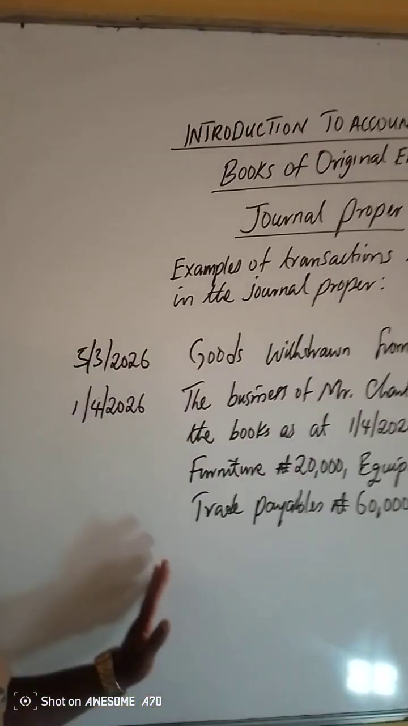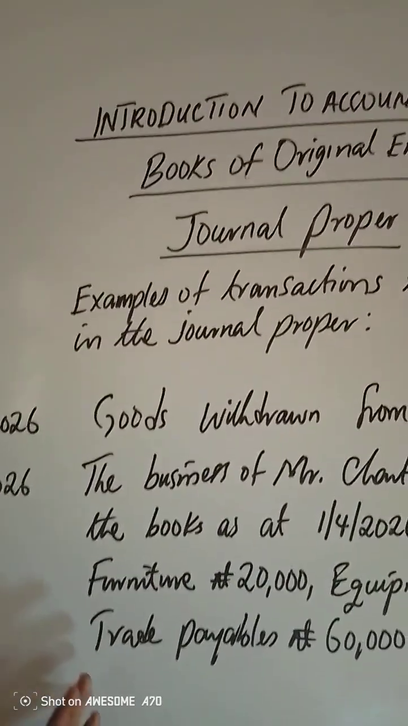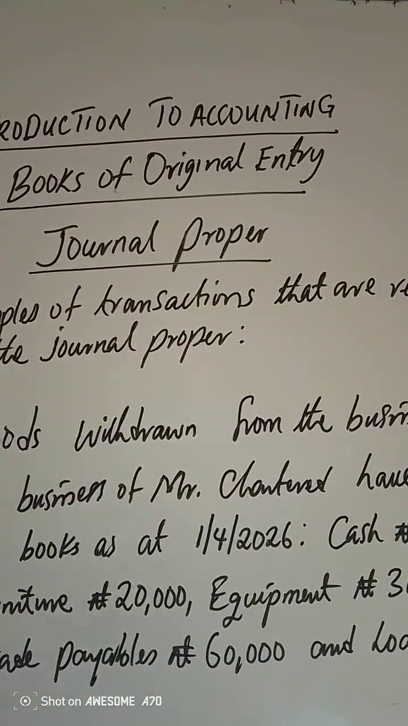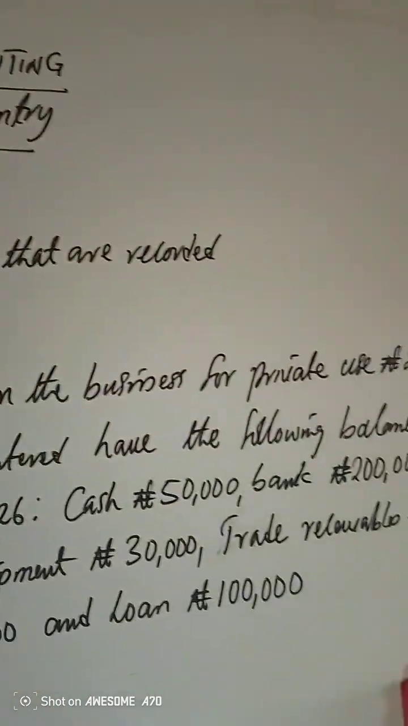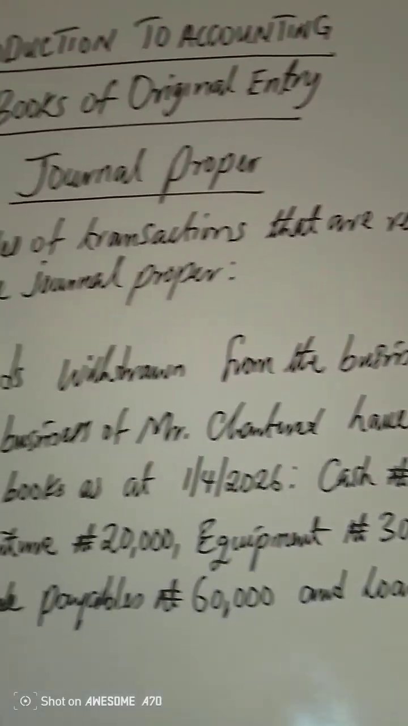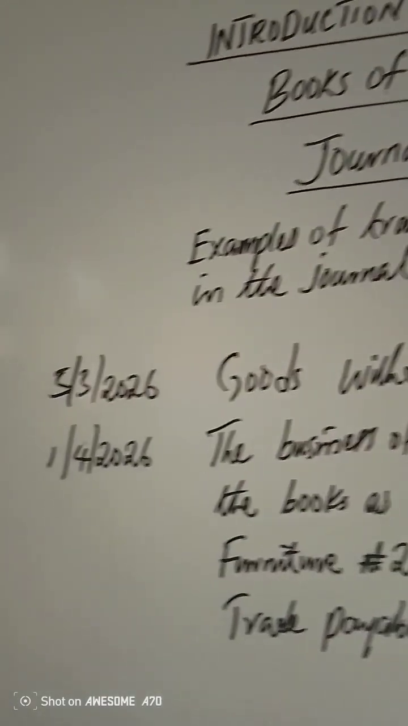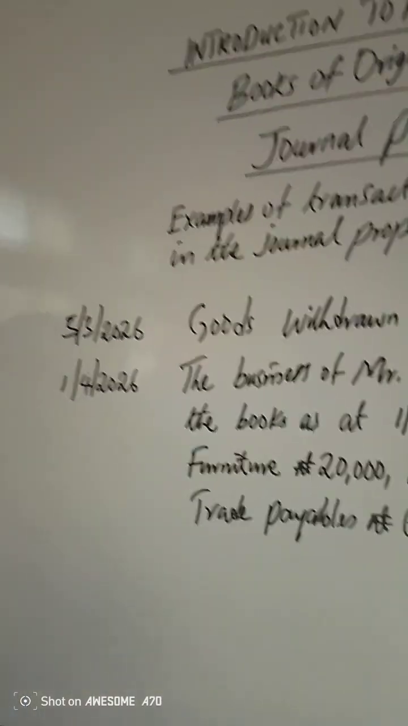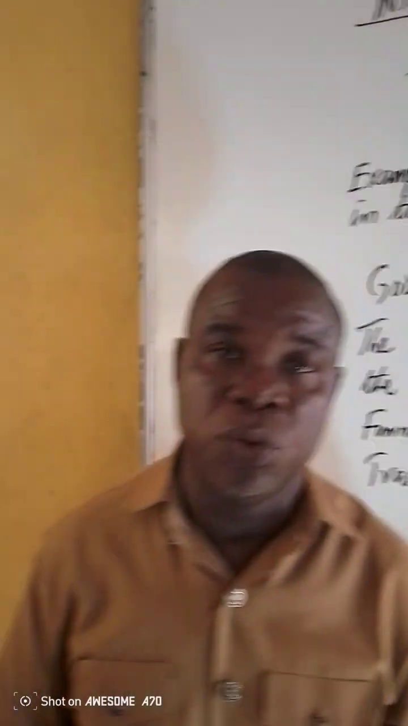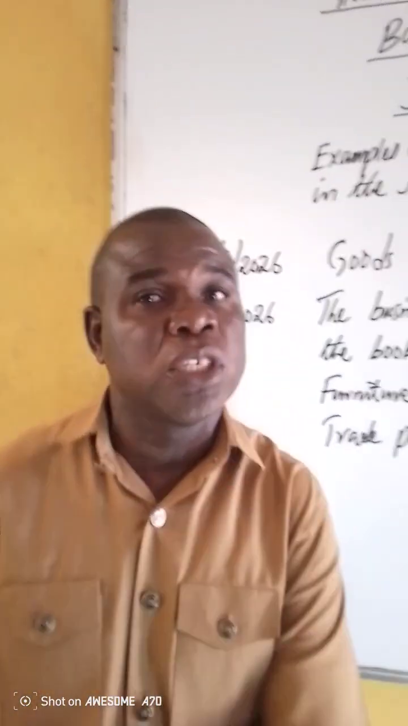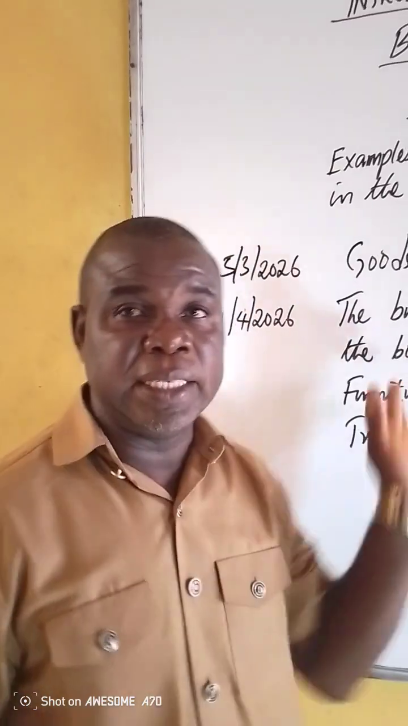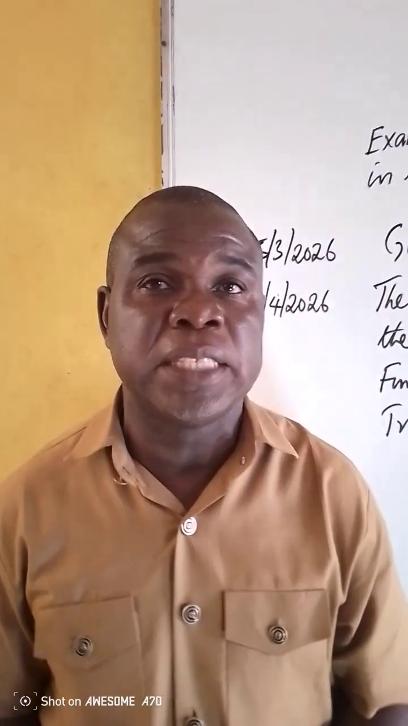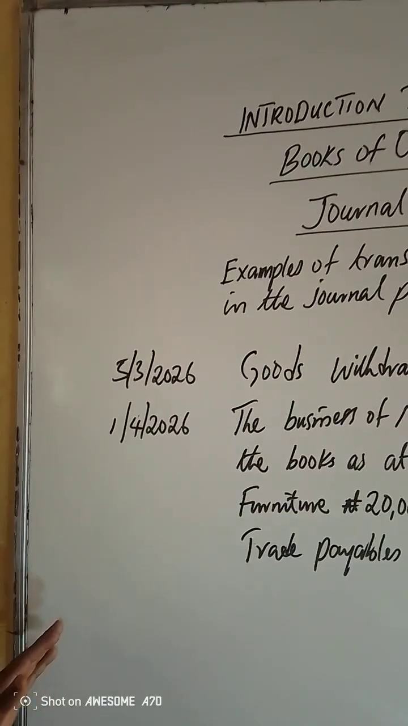In today's video, we are going to continue from books of original entry, where we are trying to illustrate how transactions are recorded in the journal proper. Mind you, in the previous video, we started posting illustrations in the journal proper, and this is just the continuation of some of the examples. Let's go to the next example.